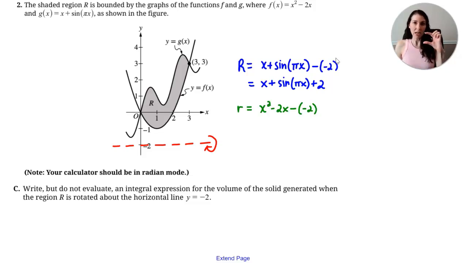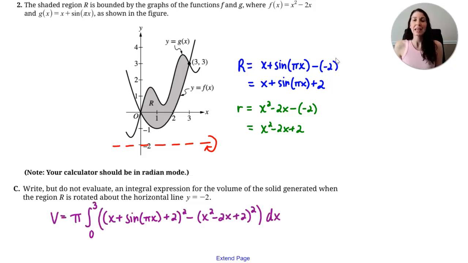Now the small radius would be the closer function minus the axis of revolution, or f of x minus -2. f of x is x squared minus 2x, and then you're subtracting a -2, which turns into plus 2. Once again, it is absolutely okay to say f of x plus 2, since f of x is defined in this problem.